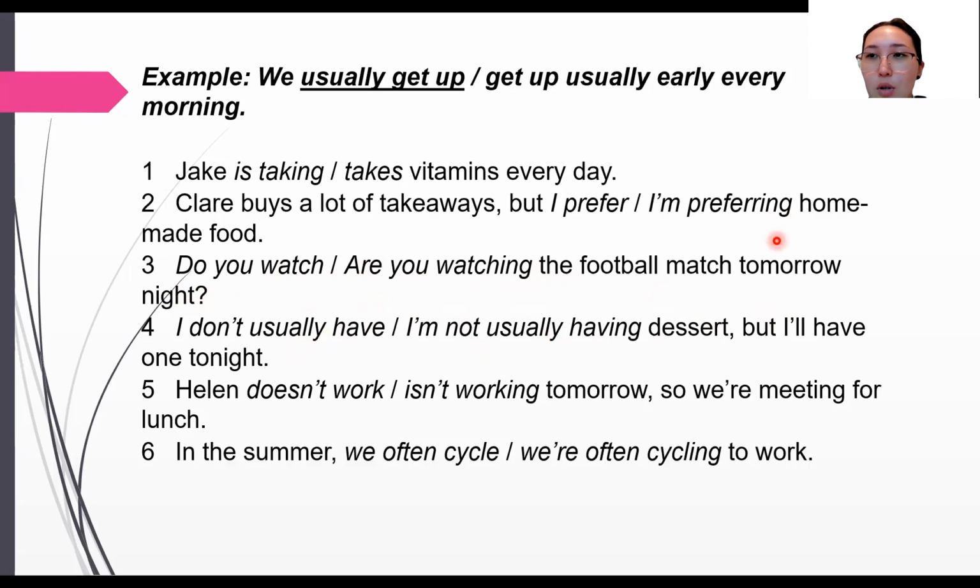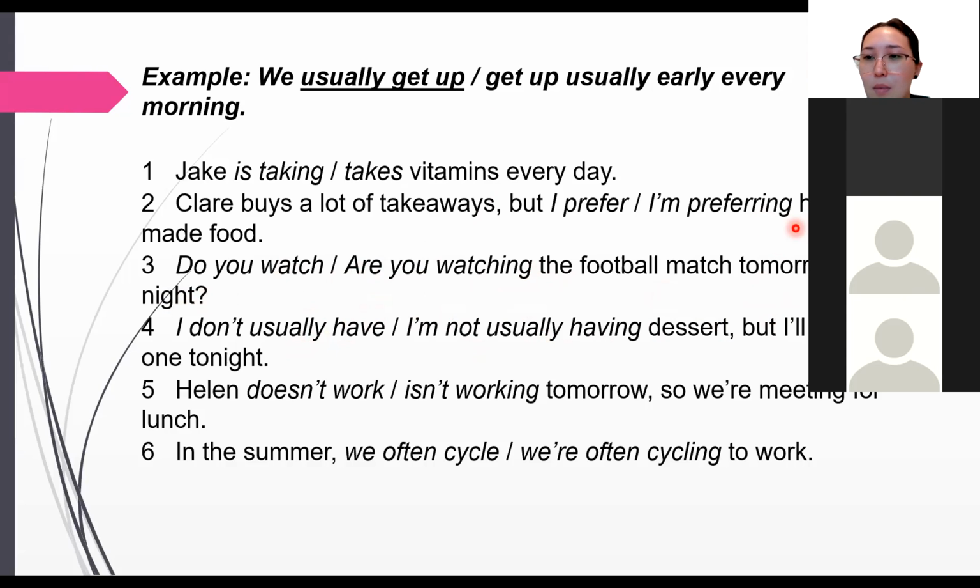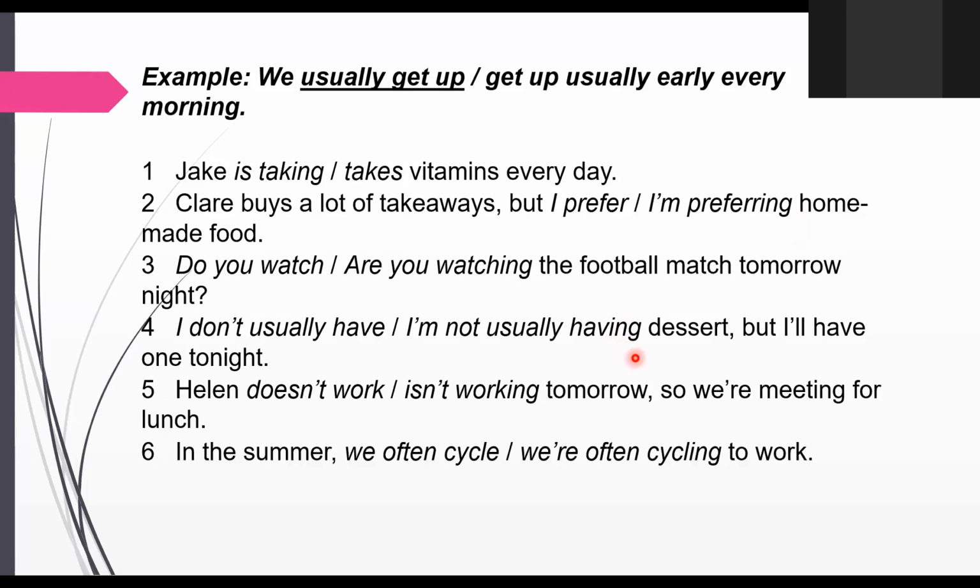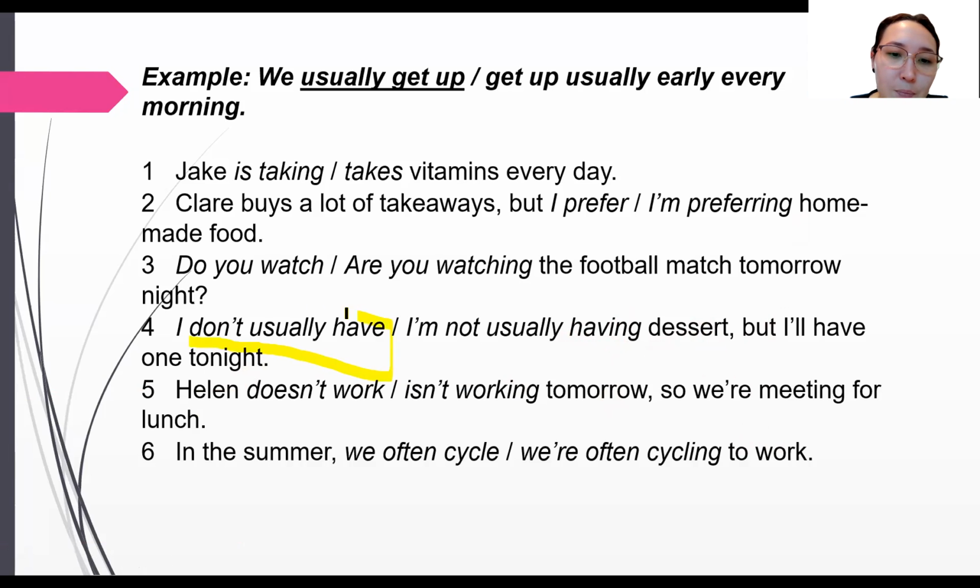The fourth sentence. Төртінші сөйлемді оқимыз. I don't usually have dessert, but I'll have one tonight. Сіз екеуің біреуін таңдауыңыз керек болатын. I don't usually have, яғни мен негізі десерт жемеймін, бірақ бүгінге біреу болады деген сөз, иә? Біз қайталанбайды күнделікті.